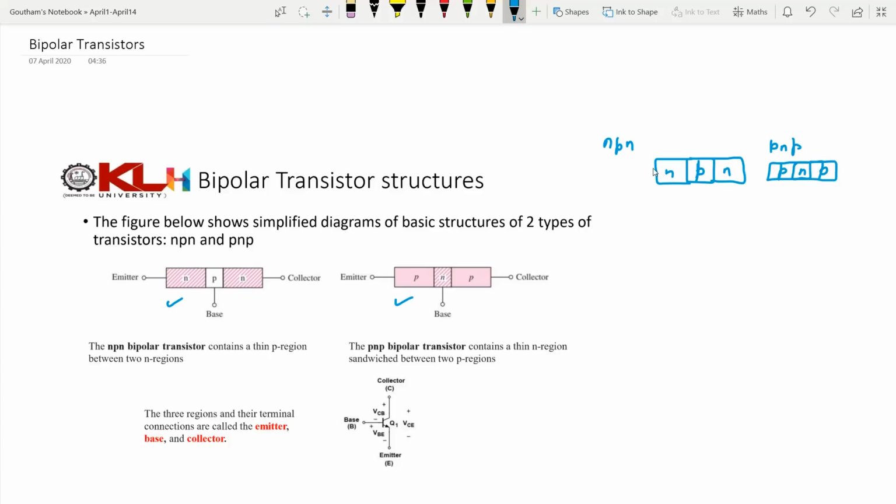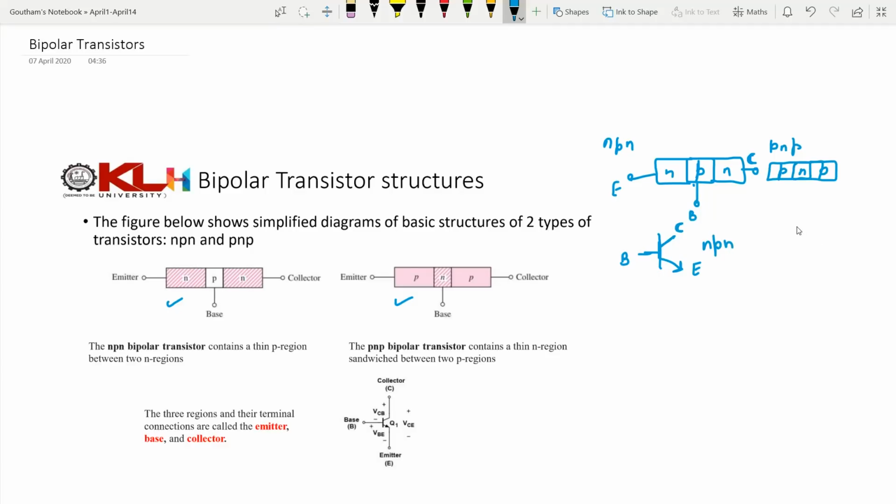There are three terminals in a bipolar transistor. The first terminal is called the emitter, the middle one is called the base, B for base, E for emitter, and the last one is called the collector. This is the electrical symbol of the transistor. The middle one is the base, the one with the arrow is always the emitter, and the other one is your collector. This is the symbol of the NPN transistor.